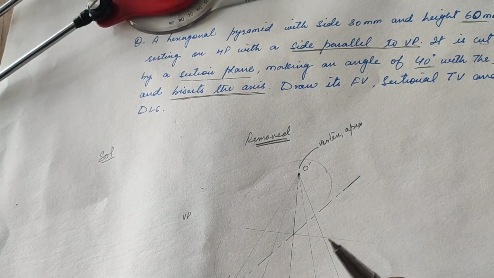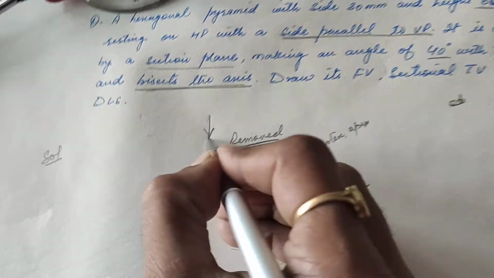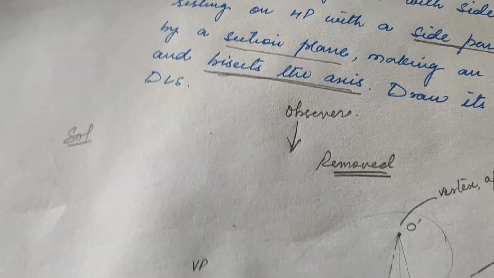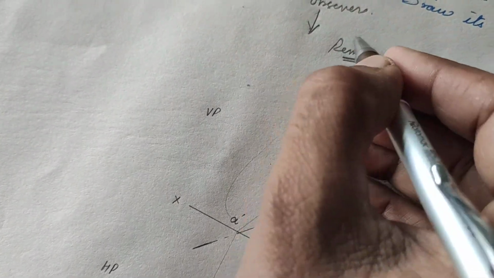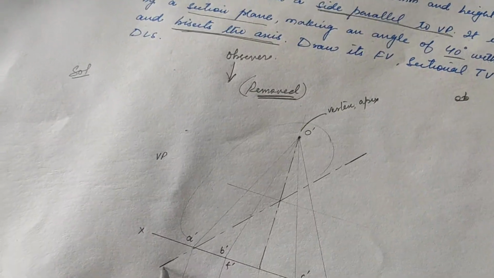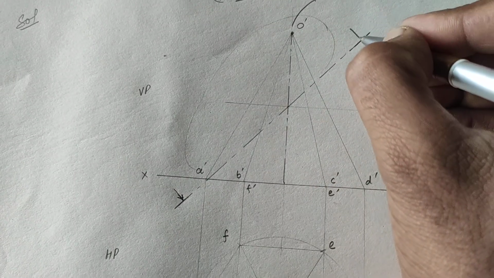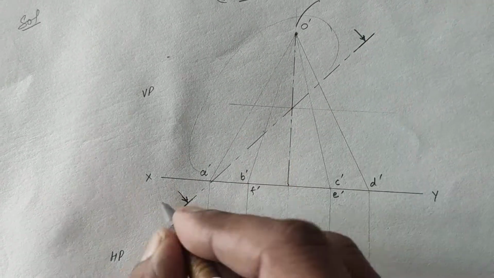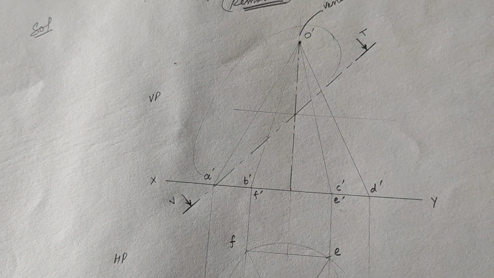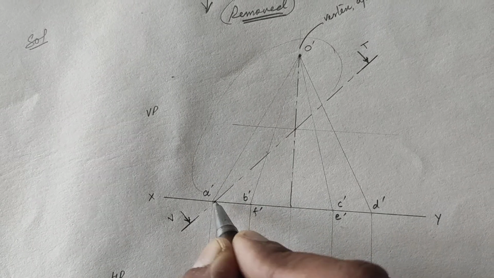So this portion is the removed portion. Why? As we know, the portion between the observer and the section plane is called the removed portion. To represent this section plane we need to show two arrows over here and write VT.